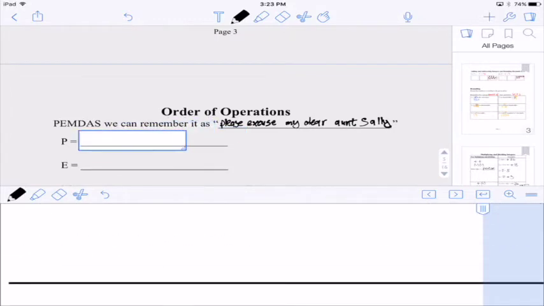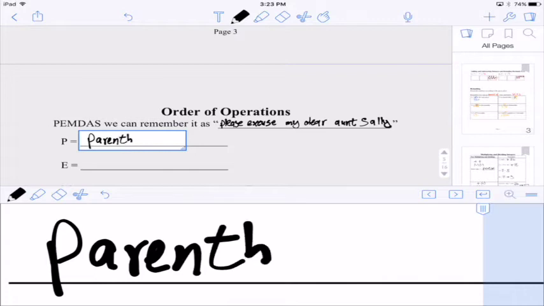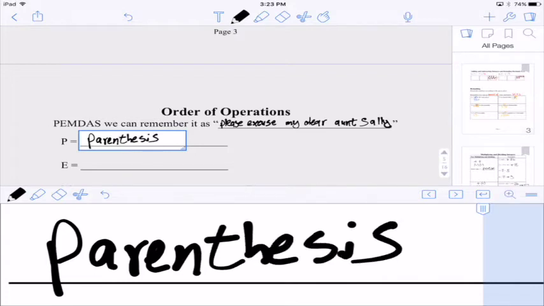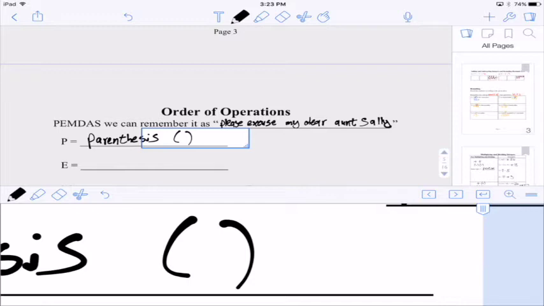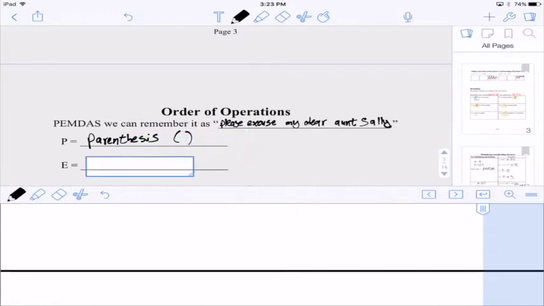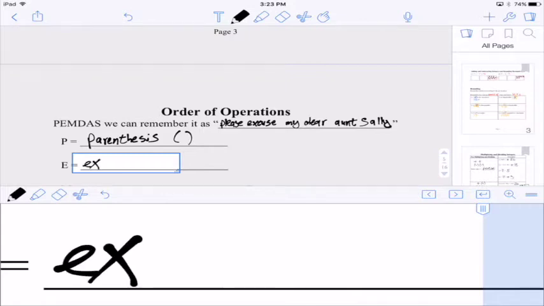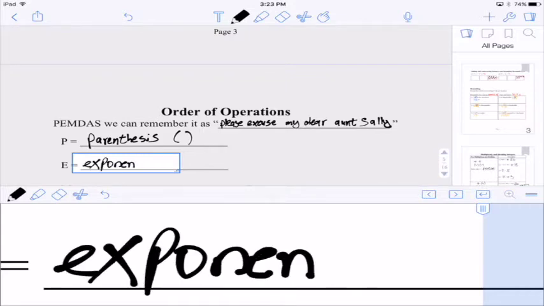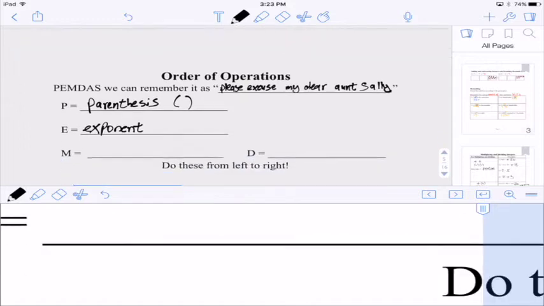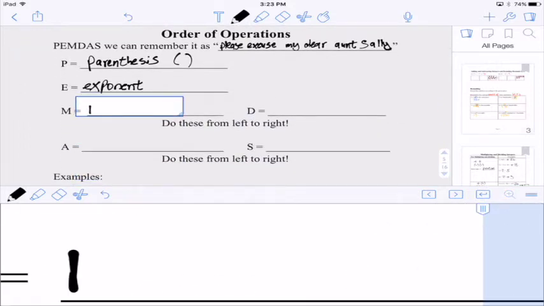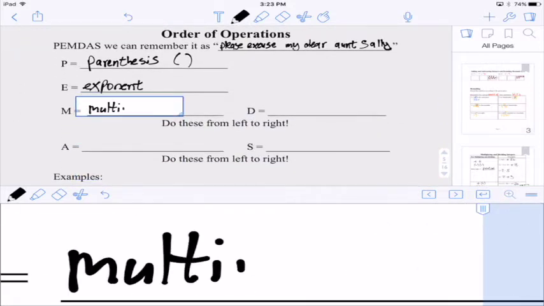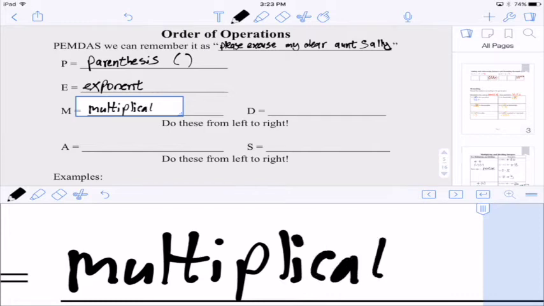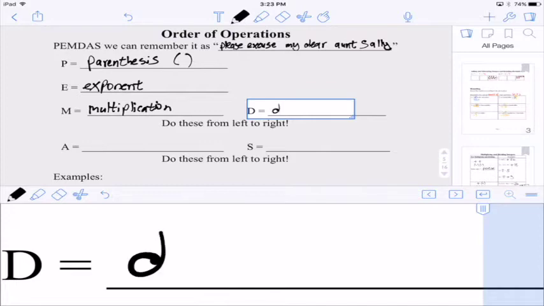So P, if you remember, stands for parentheses. And what we mean is right inside the parentheses. You don't just do the parentheses, you do the operations inside the parentheses first. E is exponent. M, multiplication. And D, division.